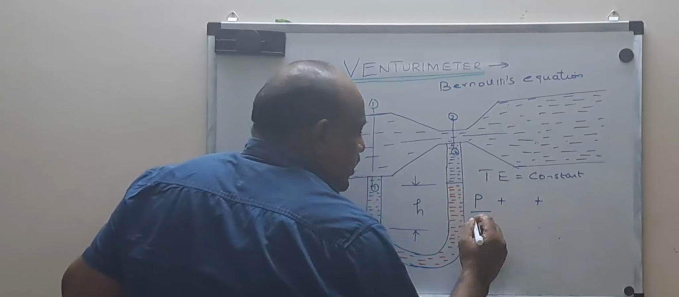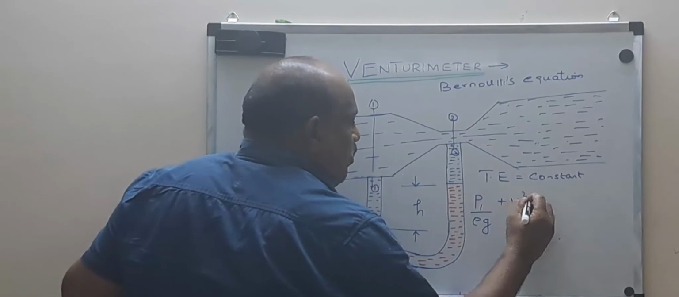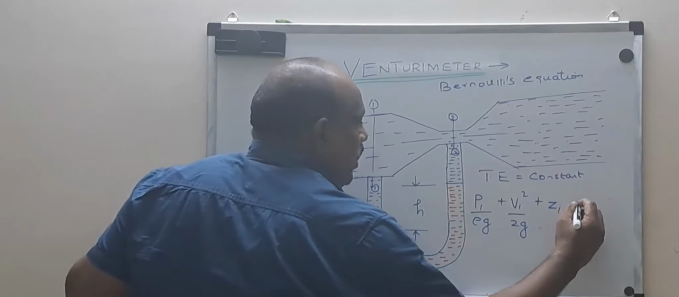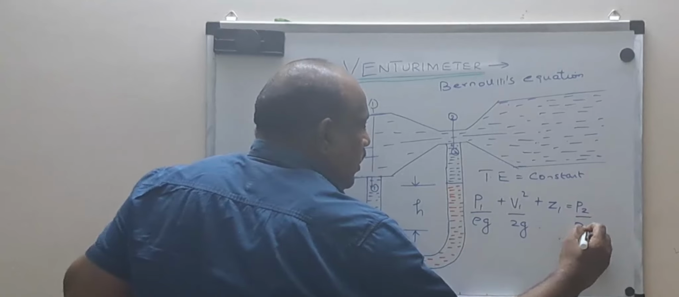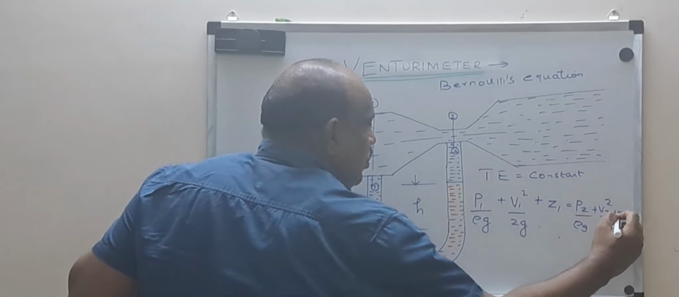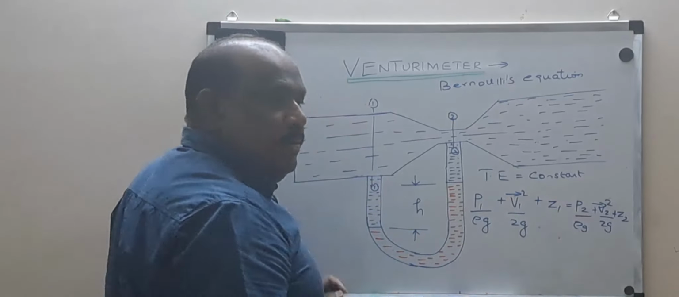So the first term will be the pressure head, P1 by rho g, plus the second term, V1 squared by 2g, plus Z1, is equal to P2 by rho g plus V2 squared by 2g plus Z2. Where V1 and V2 are not volume but velocity.